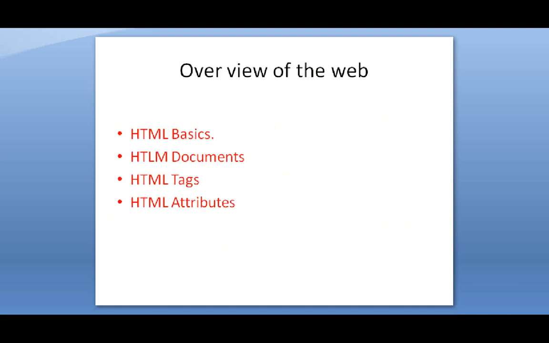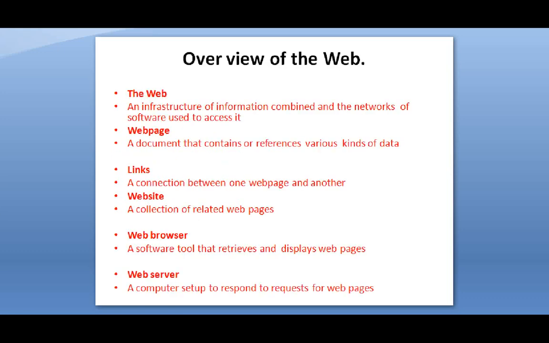Now, what we want to look at is an overview of the web. We want to look at the HTML basics, the HTML document, the HTML tags, and the HTML attributes. For the overview of the web, the first thing we have to define is what the web is. The web is an infrastructure of information combined with the network of software used to access it. You have to be familiar with the web.